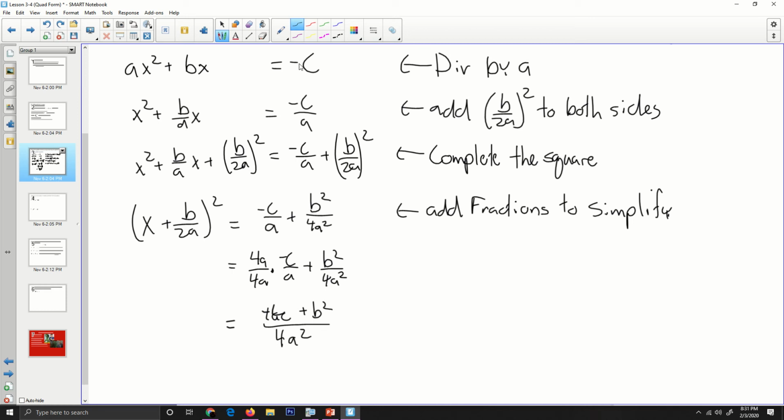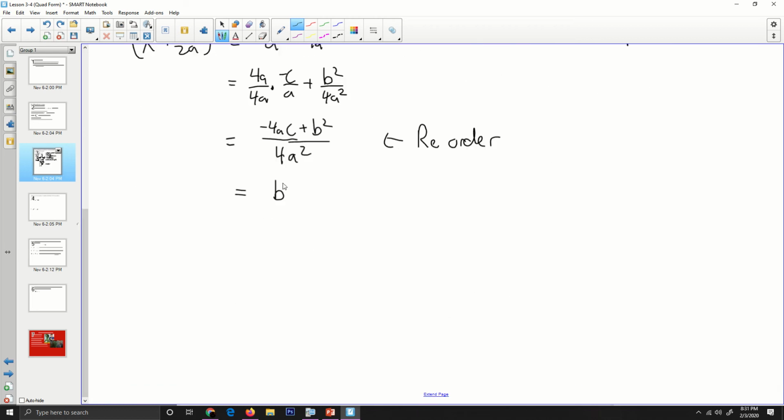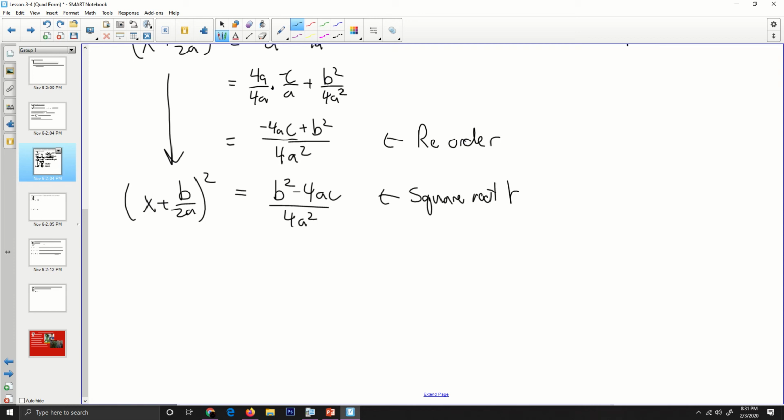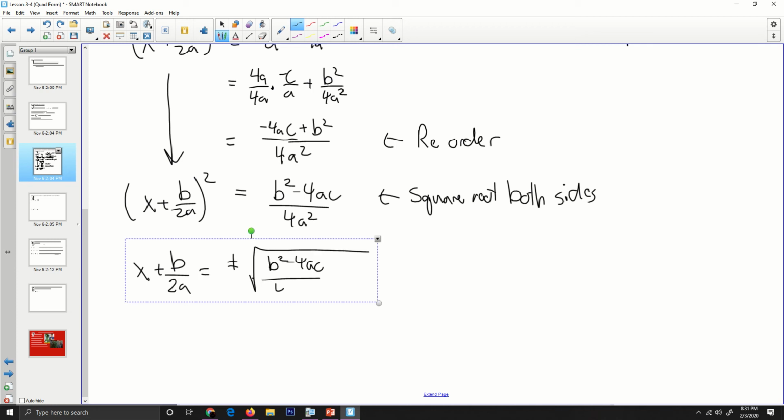And let's clean this up a little bit so that we can read it. It'll be negative 4ac. All right, and so let's reorder. And that will give me b squared minus 4ac all over 4a squared, and that's still equal to x plus b over 2a quantity squared. So now I'm going to take the square root of both sides. That'll give me x plus b over 2a equals plus or minus the square root of b squared minus 4ac all over 4a squared.